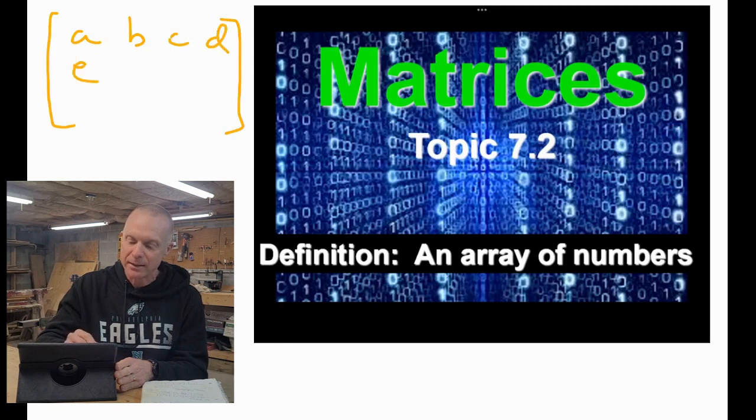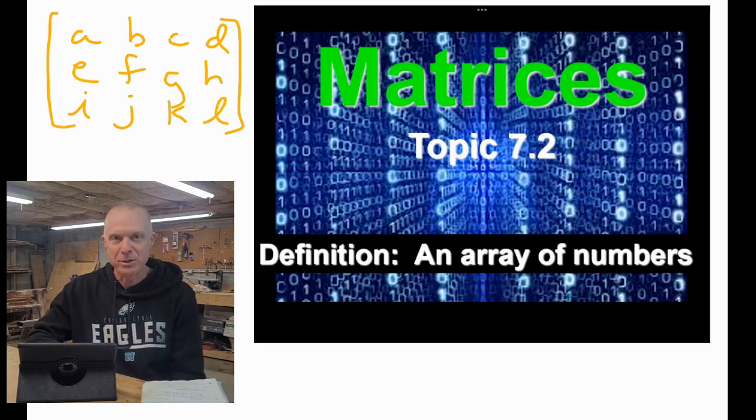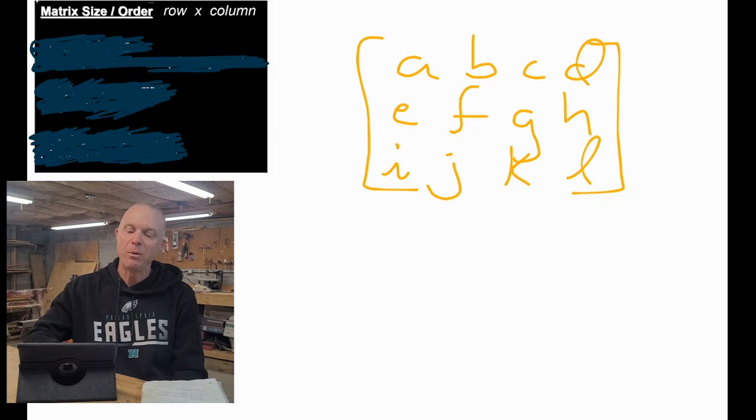And here's a real simple matrix. I encourage you to write it down. Basically, we put 12 elements in that matrix, and as you can see, it's organized. How many rows and columns does it have? That's what we call the size of the matrix.